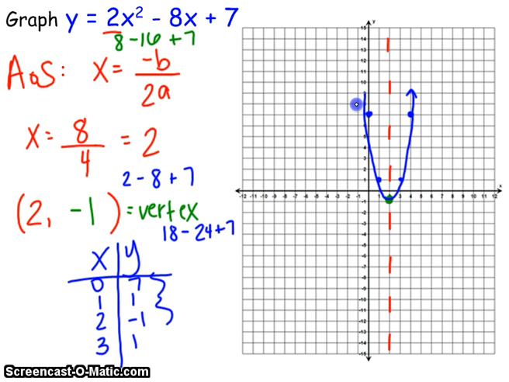You put arrows on the ends to let your reader know that yes, this continues, your domain was not restricted, so it's going to continue growing up. And that's how you graph a quadratic.